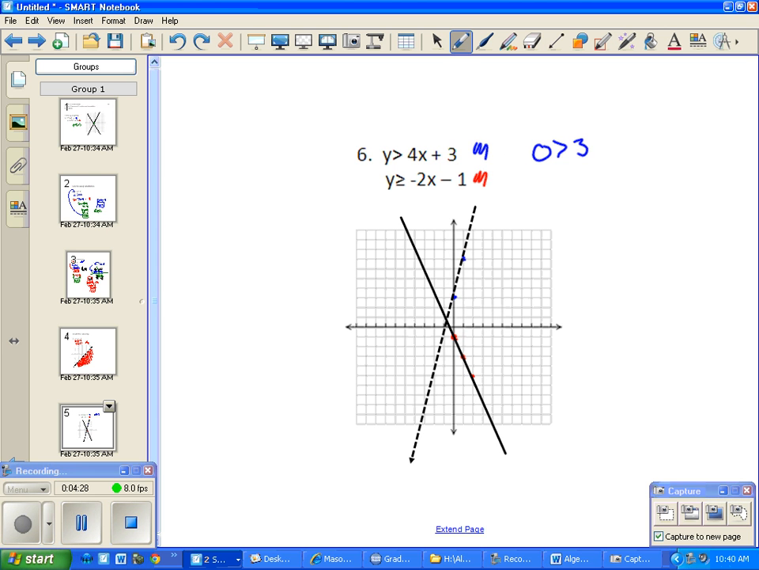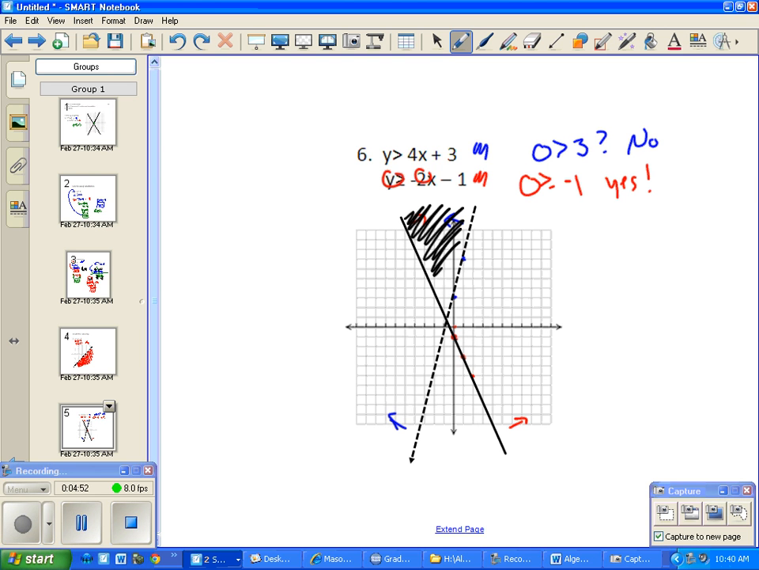For the top one, I plug in 0 for y and 0 for x. Is 0 bigger than 3? No. So for this one, I'm going to shade away from the origin. That's to the left here. And for the second one, when you plug in 0, 0, is 0 greater than -1? Greater than or equal to? Yeah, 0 is greater than or equal to -1, so I'm going to shade towards 0, 0 for this one.